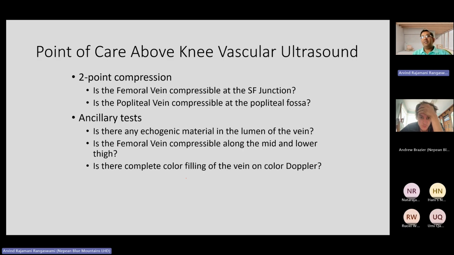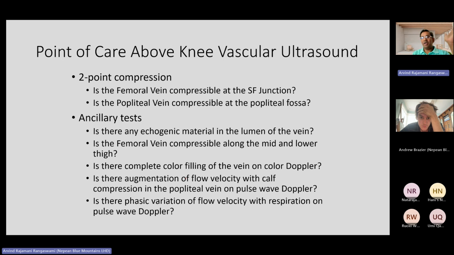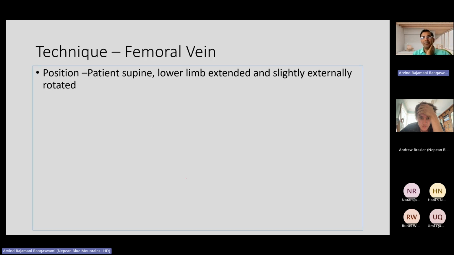Okay, echogenic material, femoral vein, is it compressible or not? And finally, in the mid thigh or not? And is there color Doppler filling, augmentation, and phasic variations? Okay. Now, this is the technique. I'll explain this and then I'll show you a video here.